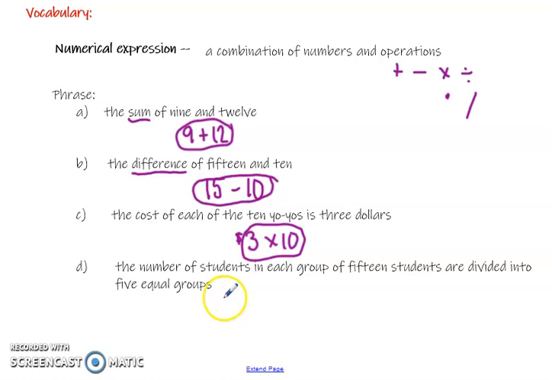Okay, the number of students in each group: 15 students are divided into 5 equal groups. So what they're really saying here is you have 15 students and we're going to divide them into 5 equal groups. 15 students divided into 5 equal groups, and that's our expression.